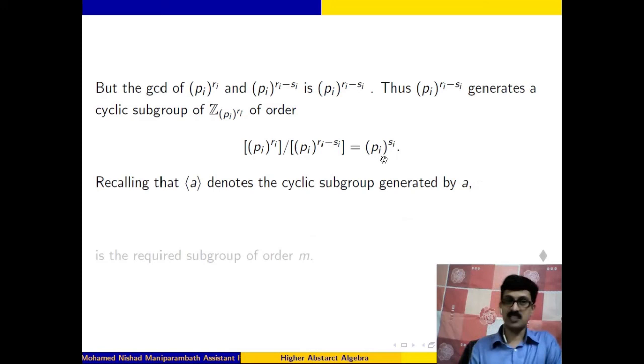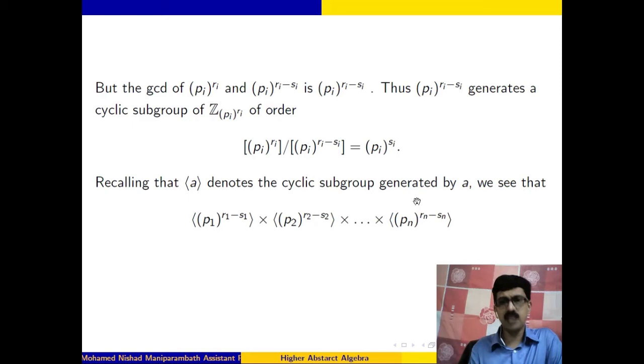We are recalling that the cyclic group generated by a denotes the cyclic group generated by an element a. We see that for p1 raised to r1 minus s1, p2 raised to r2 minus s2, etc., pn raised to rn minus sn, the cyclic group generated by p1 raised to r1 minus s1, cross the cyclic group generated by p2 raised to r2 minus s2, cross etc., cross the cyclic group generated by pn raised to rn minus sn, is the required subgroup of order m.